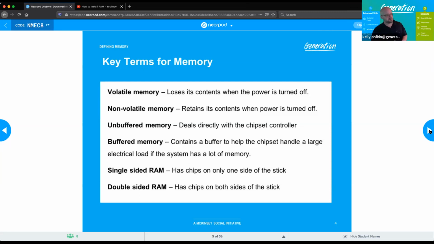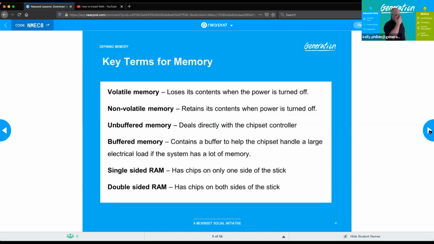Then we have unbuffered memory, which deals directly with the chipset controller. And then you have buffered memory, which helps the chipsets handle a large load. If the system has a lot of memory, you'll see this on servers and stuff like that. If they're going to be accessing the same thing over and over again, they'll maintain a buffer so that they don't have to keep requesting that information. It's held in the memory and they can keep passing it out, versus unbuffered memory where it just kind of passes through.